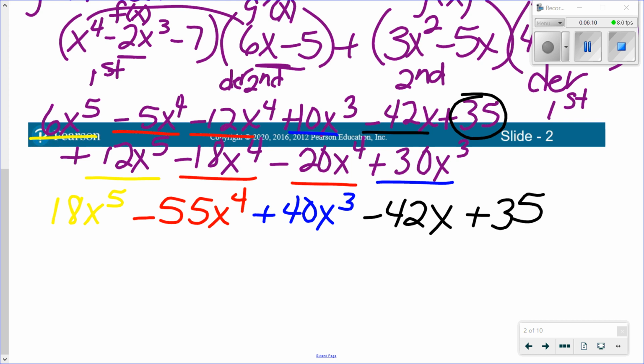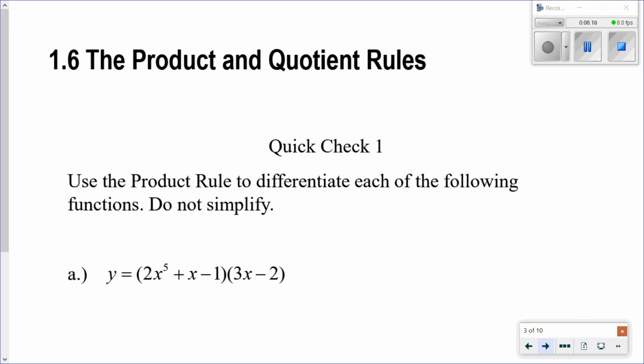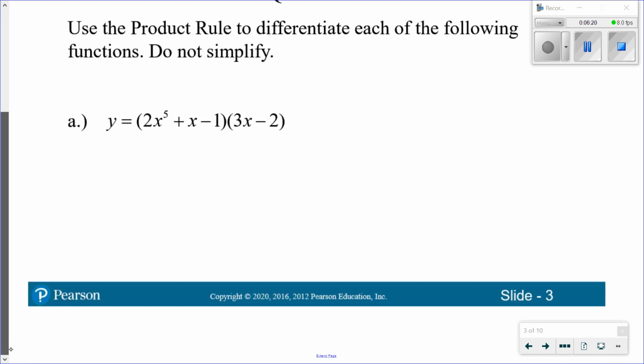Okay, it is a long process, but that's how you're going to get the derivative. All right, let's go ahead and look at another example. I want you to try to do this on your own, so please go ahead and cross that out. Please go ahead and give this a try, pause the video and come back.